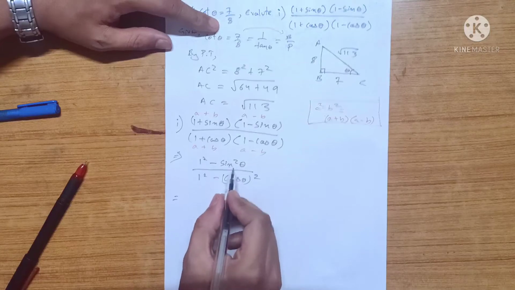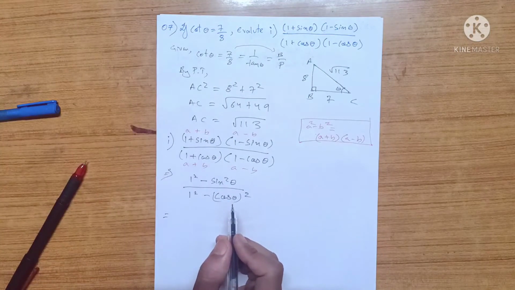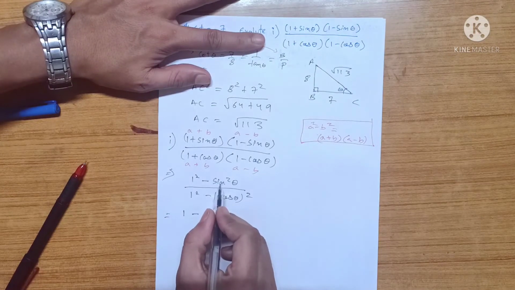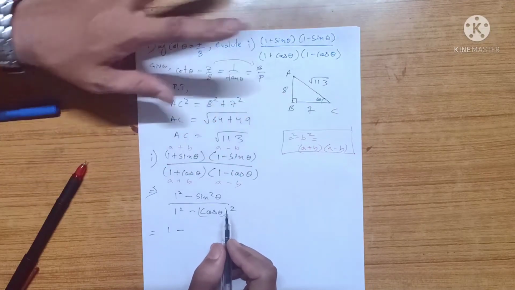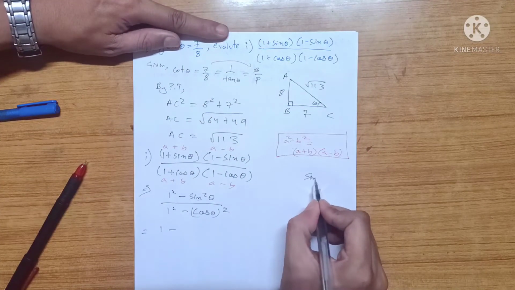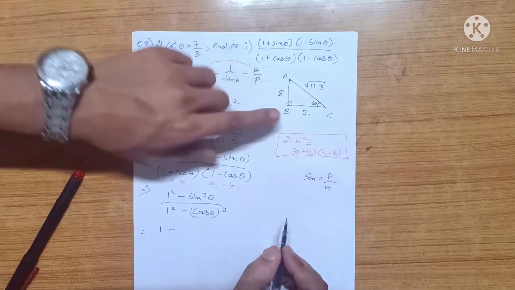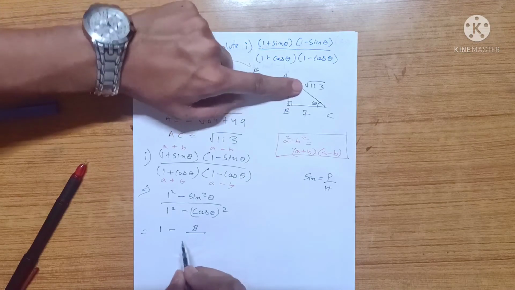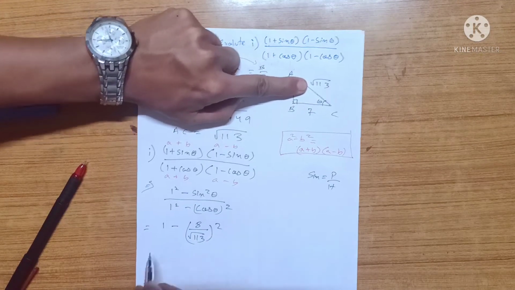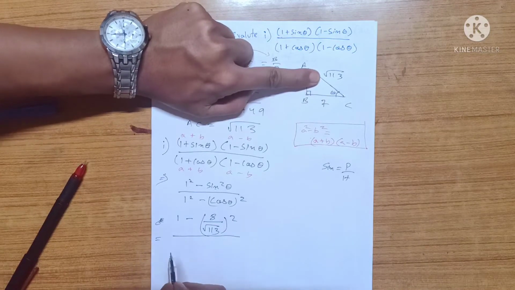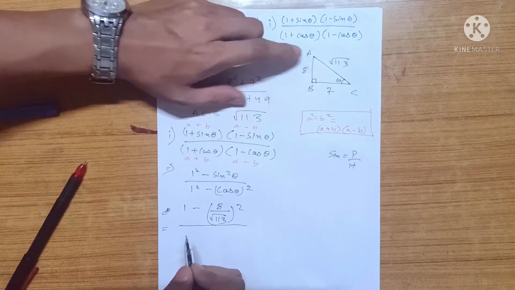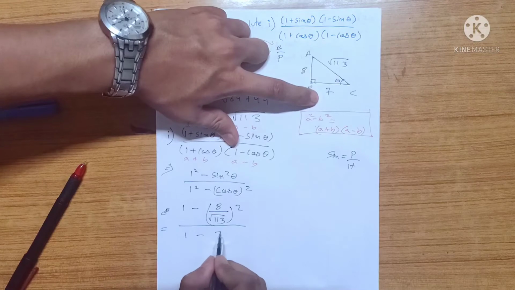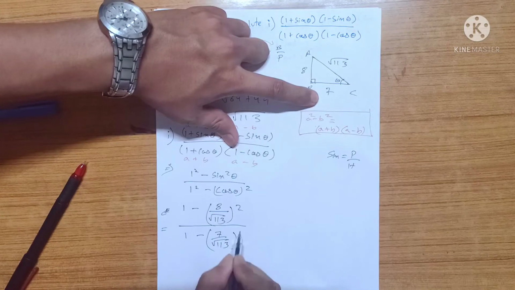So let's put the value of sine here. I'm not finding it out separately since you all know how to do it now. Sine is perpendicular by hypotenuse, right? In this case, perpendicular is opposite to the angle, which is 8. So 8 by hypotenuse, root 113, the whole square. By now, the formula should be at your fingertips. Now 1 minus cos square. Cos is base by hypotenuse, so base 7 by hypotenuse, whole square.